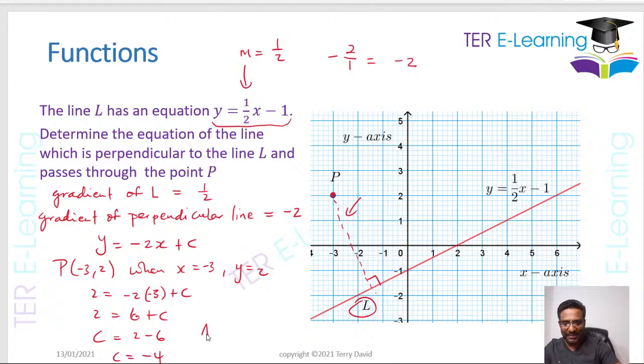So my answer for the equation that they want us to find is going to be y equal to, what's my gradient, minus 2x minus 4.